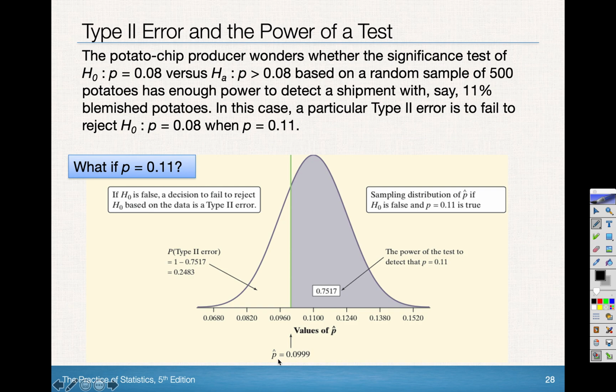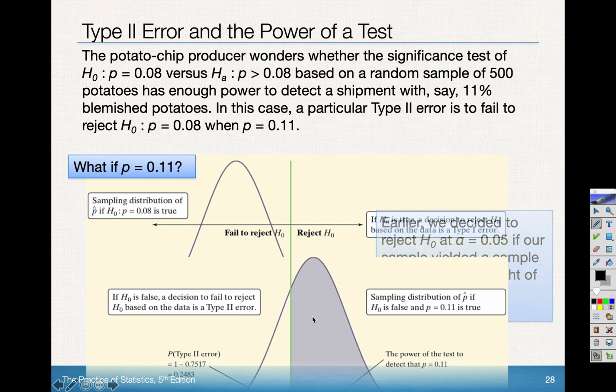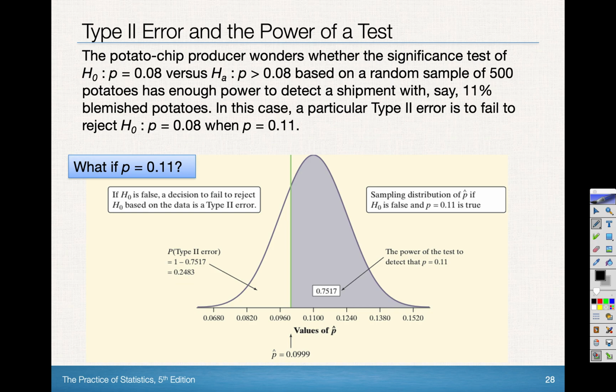So I'm actually taking a sample from this truckload, assuming that it's this truckload, hoping that my sample will detect that it's really this truckload so that I can reject the null hypothesis. So the question is, what is the probability of failing to reject, which would be getting a value over here, when I should have rejected, which is getting a value in the gray area. That would be the probability of type 2 error.